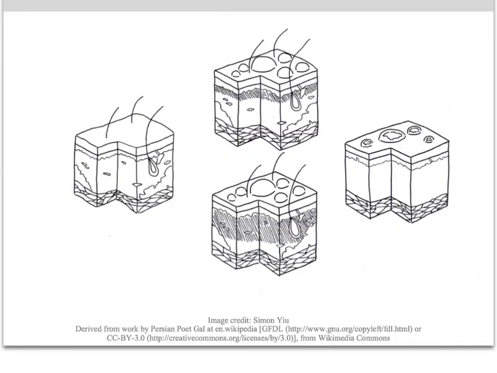So in summary, we review the classification of burn severity and extent from first or superficial to second degree or partial thickness to third degree or full thickness burn. We talk about how to estimate the area.